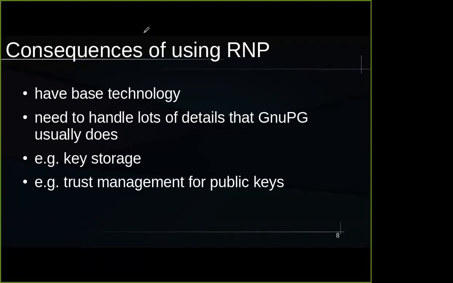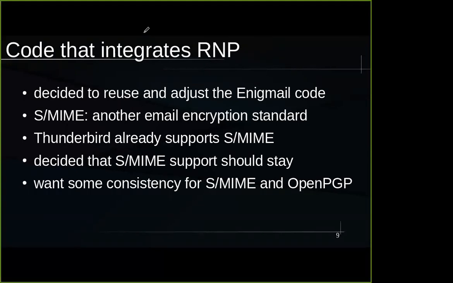For example, the key storage, and in particular, the trust management for public keys. How do we do that? We have to implement it ourselves. So that means just using RNP is not sufficient. We need lots of functionality in addition. And where do we start? We decided we need to reuse as much as we can. And we decided, let's reuse Enigmail and rewrite it, or adjust it, change it to use RNP instead.